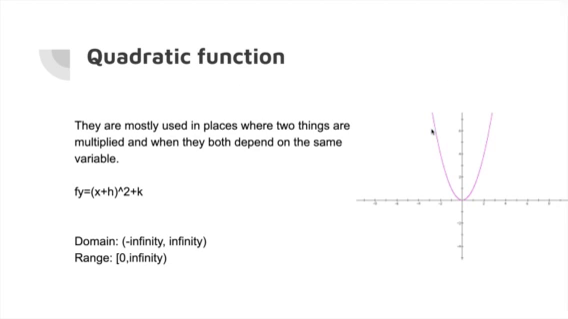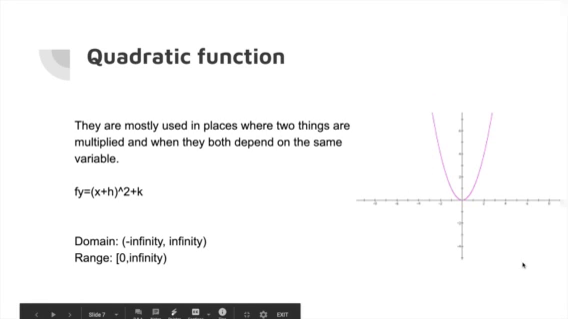This is a quadratic function. They are mostly used in places where two things are multiplied and they both depend on the same variable. The form for this, ignore the f, but the form is y equals (x plus h) squared plus k. The domain for this is from negative infinity to positive infinity. It's the x-axis, so still it's from left to right.